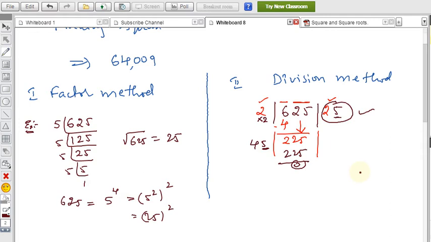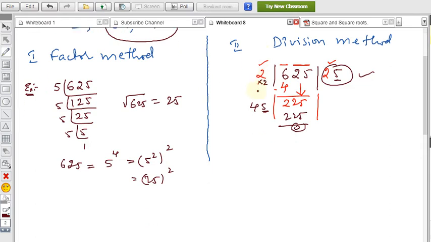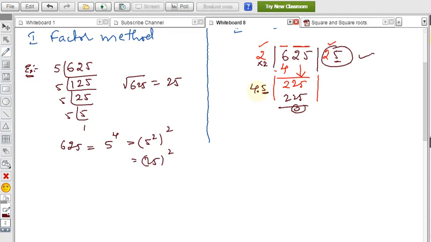Okay, let us take this big number, 64009, and we'll do the division method.